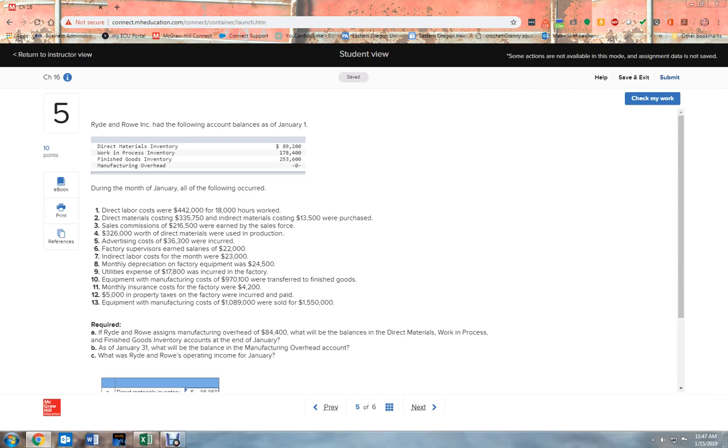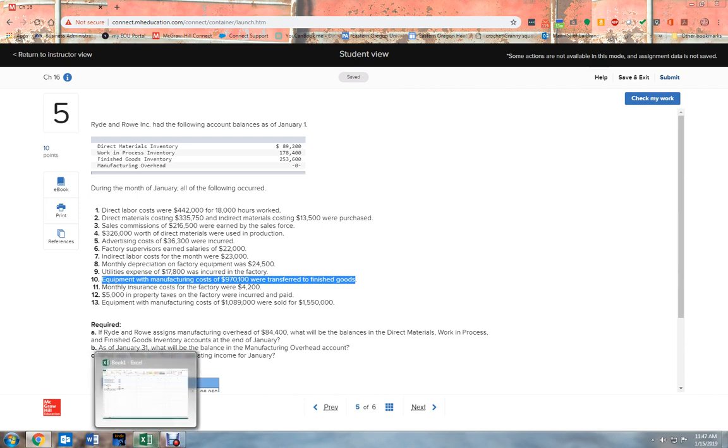So I'm looking through my stuff here: direct material, nope; sales commissions, nope; direct materials used, factory, nope; indirect labor costs, monthly depreciation, utilities expense. Equipment with manufacturing costs of $970,100 were transferred to finished goods. So those are the costs associated that I would have transferred to finished goods.